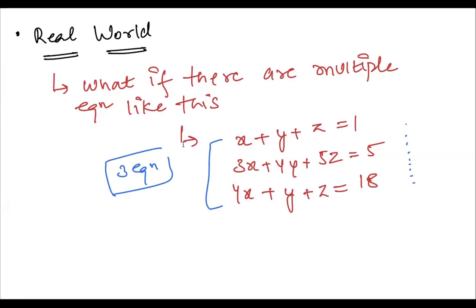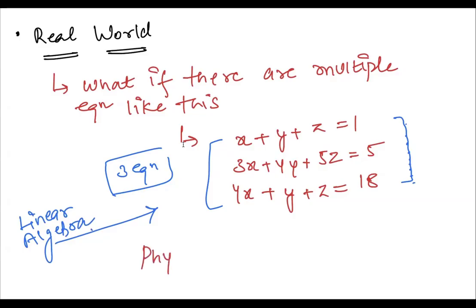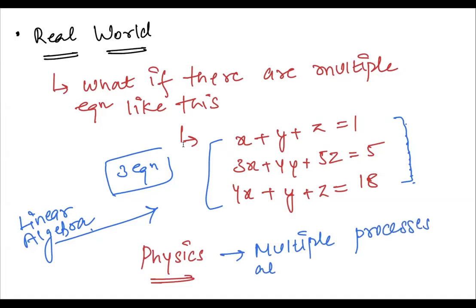Perfect. So if there are multiple equations like this, we need something to solve them. Otherwise the whole system will become very complex. And that's where the use of linear algebra became very important. If you have studied physics in grade 11 or 12, we are told that there are multiple processes happening at the same time.